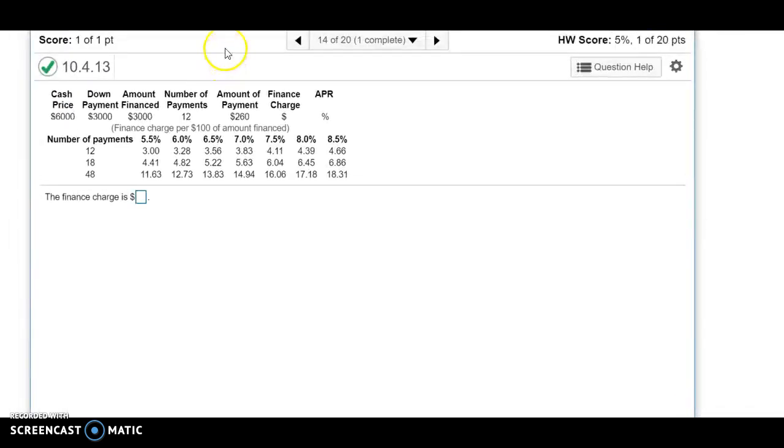Number 13 asks us to find the finance charge, and it gives us this information: the cash price was $6,000, a down payment of $3,000 was made, so the amount financed was $3,000 for 12 payments of $260 each. Let's talk about how we can find the finance charge.